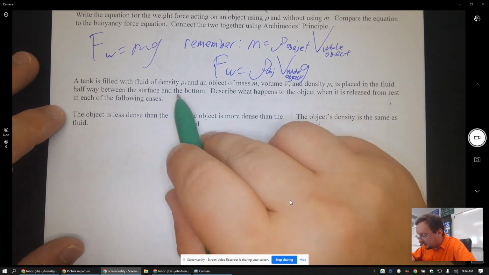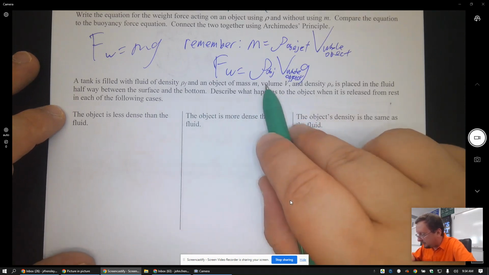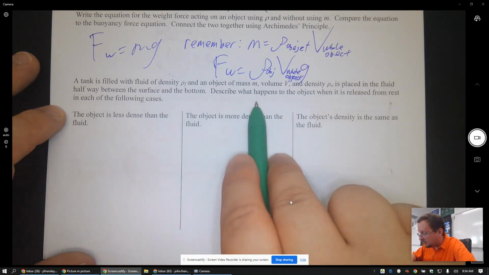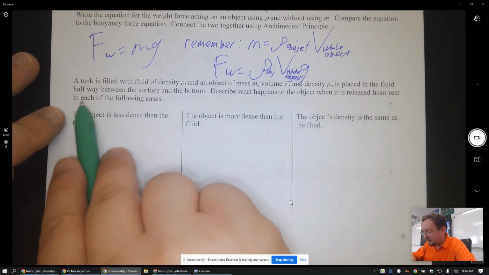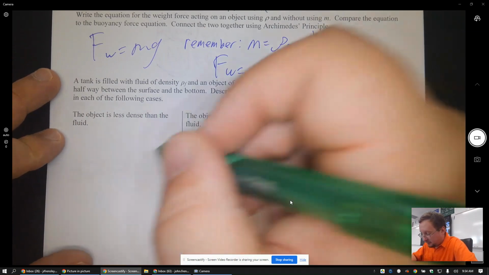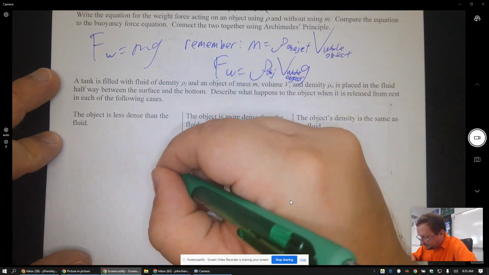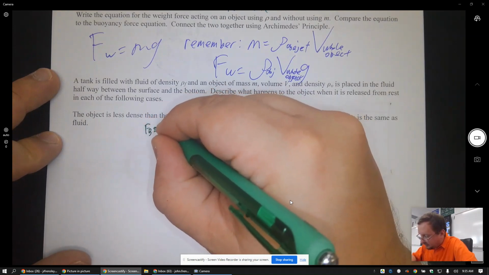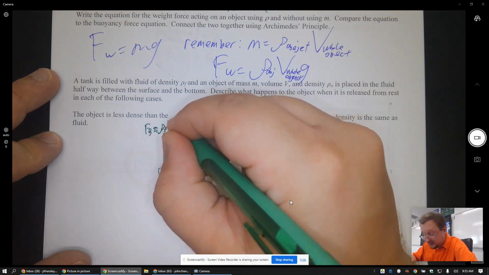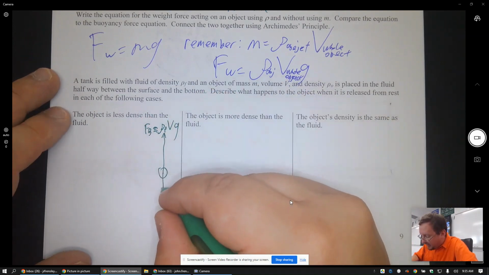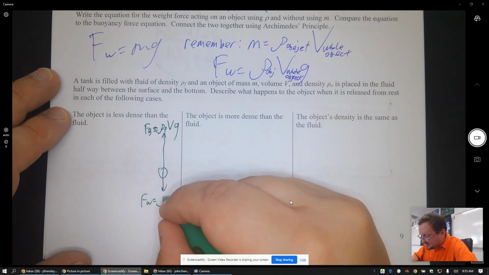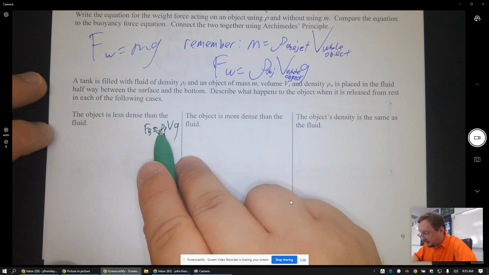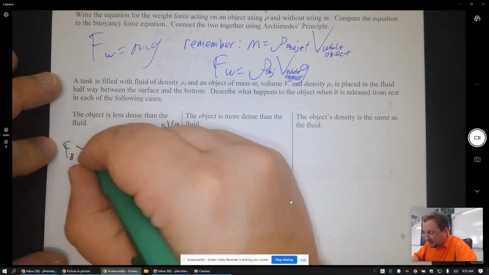Okay, a tank is filled with a fluid of density rho F. An object of mass M, volume V, and density rho naught is placed in the fluid halfway between the surface and the bottom. Describe what happens to the object when it's released from rest. The object is less dense than the fluid. So here's a free body diagram, and we're going to have the force of buoyancy, which is density of the fluid, volume, which is all the volume because the whole thing is under the water, gravity, and then the force of weight, which is density of the object, volume, gravity, but the density of the object is less than density of the fluid. So the force of buoyancy is greater than the force of weight.